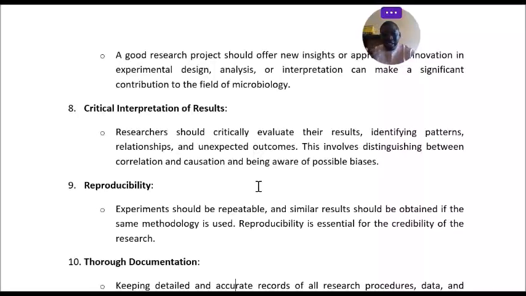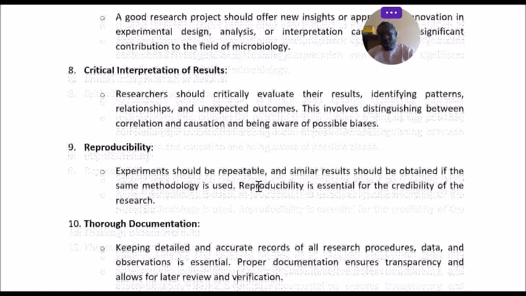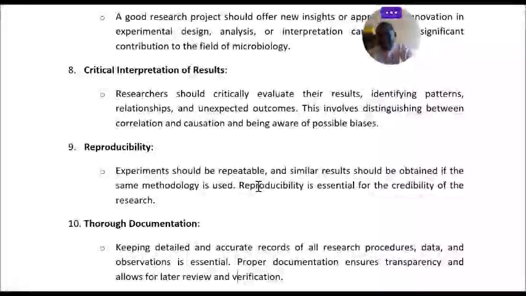Then there's also the need for critical interpretation of results. You have some results, you must be able to interpret them critically. That, okay, this is because of this, this is this, and this should be here, this should be here. Apart from this, thorough documentation.